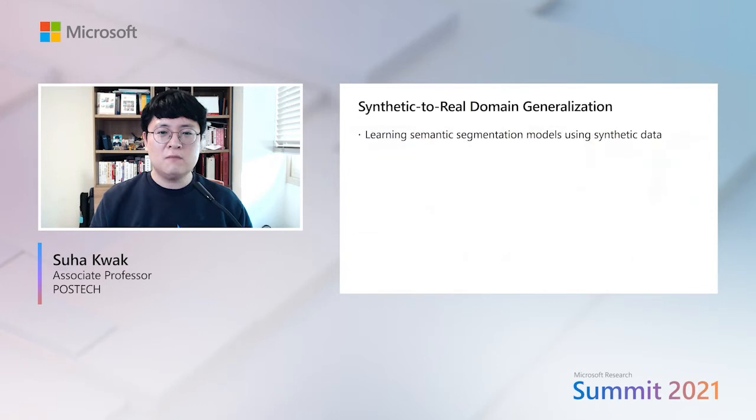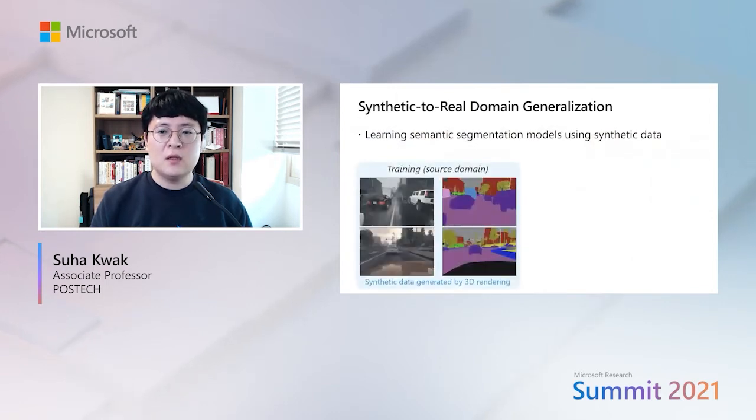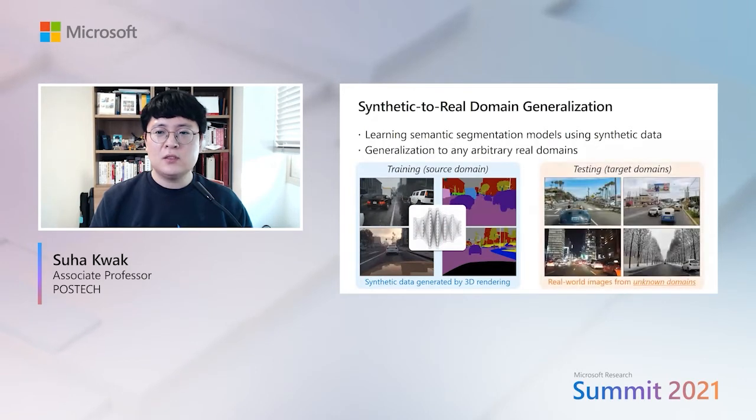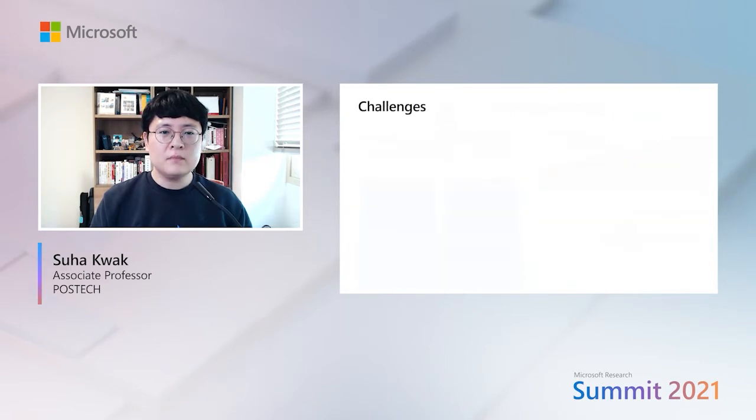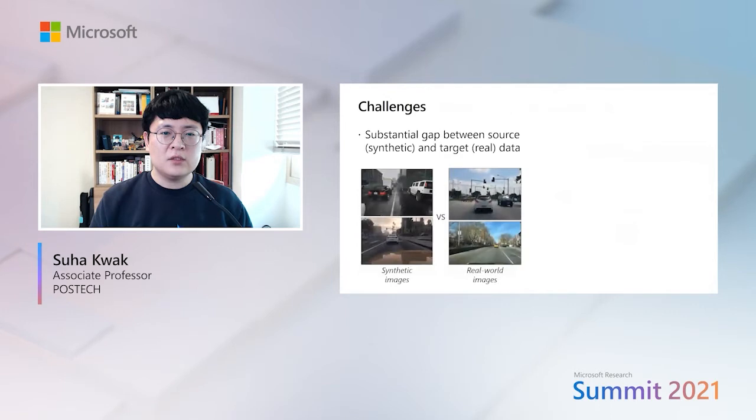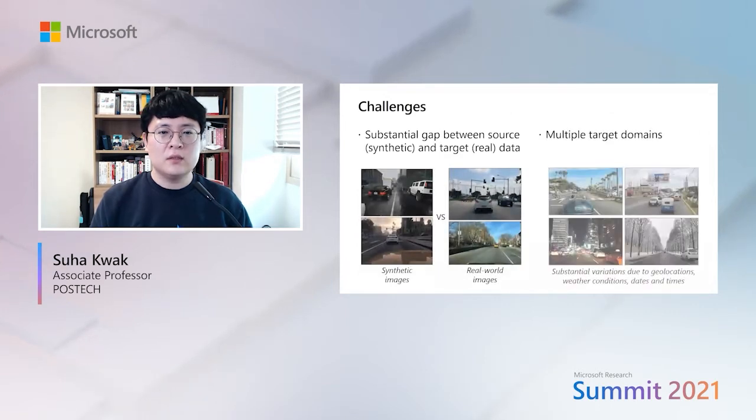The problem in this work is synthetic to real domain generalization for semantic segmentation, where using synthetic data generated by 3D rendering, we aim to learn semantic segmentation networks that well generalize to any arbitrary real domains latent in training. This task is challenging due to the substantial appearance gap between the source and target domains.